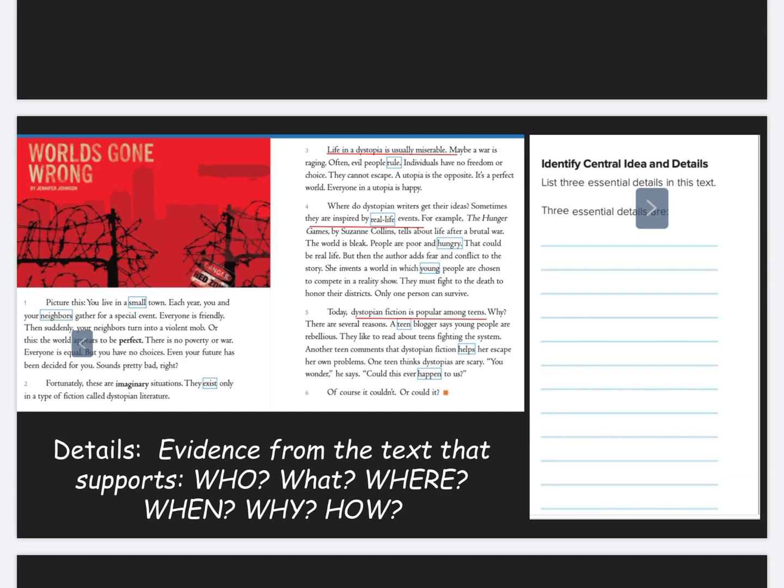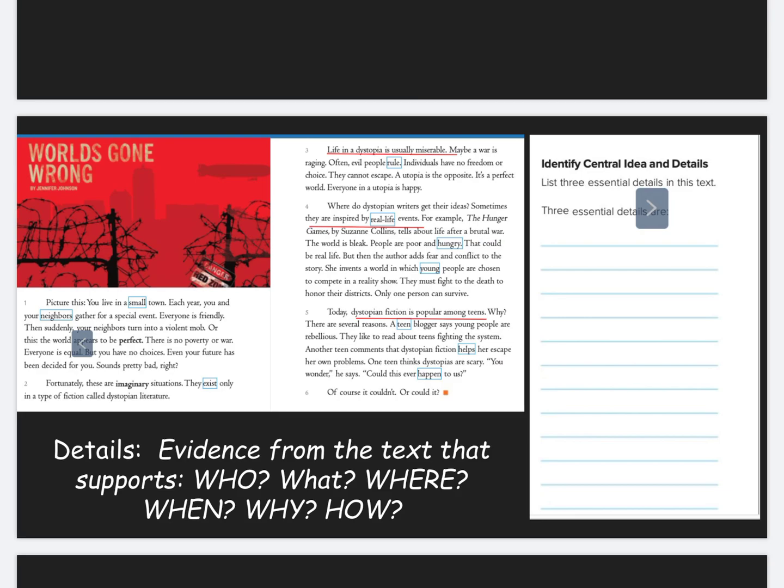And look at paragraph 5. It tells us right there in that first sentence that dystopian fiction is popular among teens. Okay? These are going to be your best supporting details. So now on the side, you're going to write your supporting details down. You can number it 1, 2, and 3, or you can just write those 3 sentences in your own words. You might want to pause me now and fill those in.